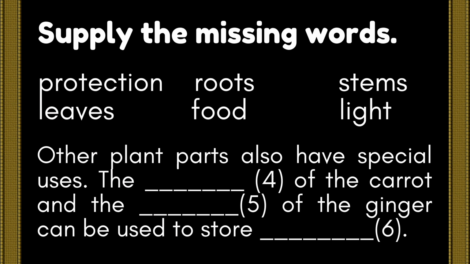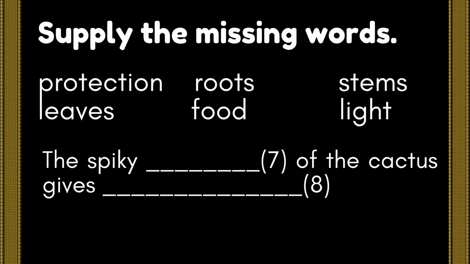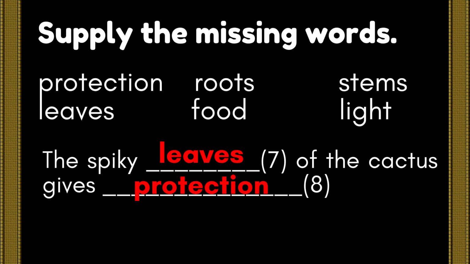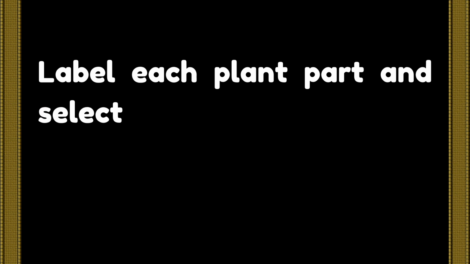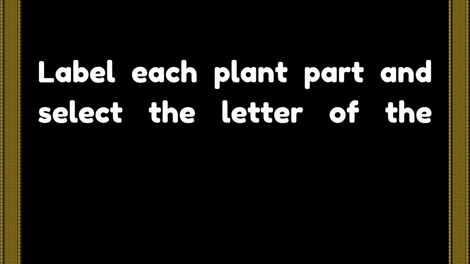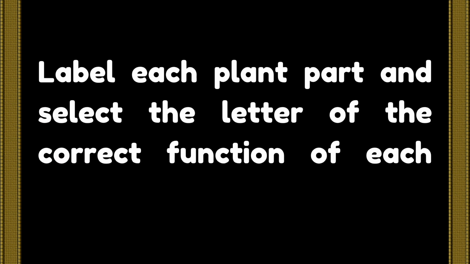Other plant parts also have special uses. The blank of the carrot and the blank of the ginger can be used to store blank. Answer: roots, stem, food. The spiky leaves of the cactus give protection. Good job! Label each plant part and select the letter of the correct function of each part.